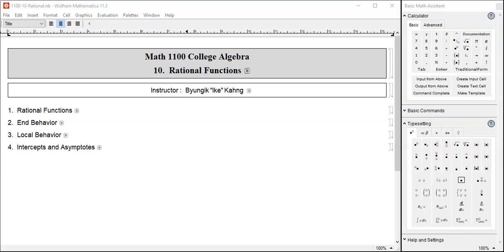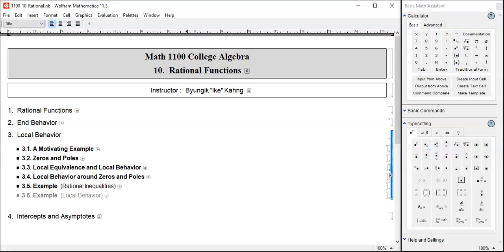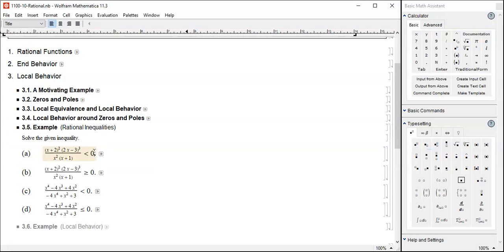Hello students, welcome back. Now let's go to section 3 and complete these exercise problems. We completed these two. We have two more to go.